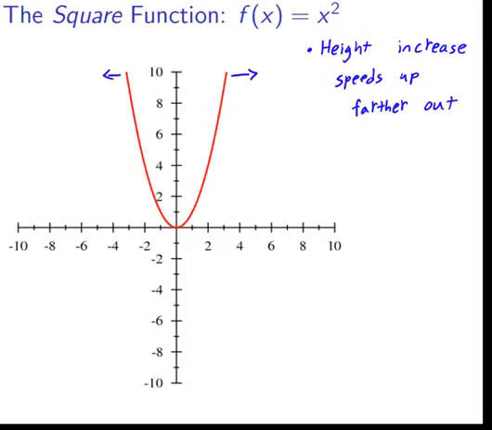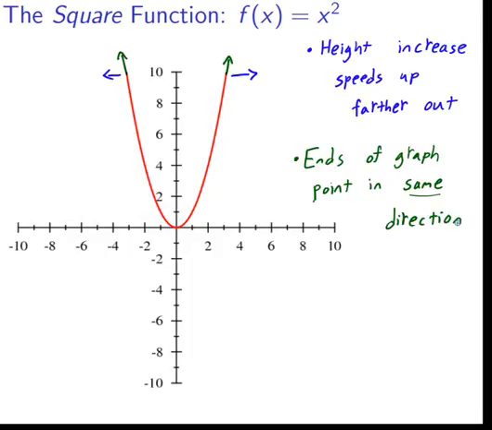The other important thing to point out is that on the right, we're going up, and on the left, we're going up. So on the square function, the ends of the graph go in the same direction. They point in the same direction. This is an important idea about the square function: we can trust the fact that it will cup in the same direction. The right side goes off in the same way as the left side.